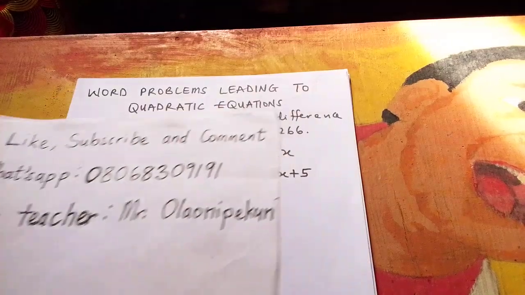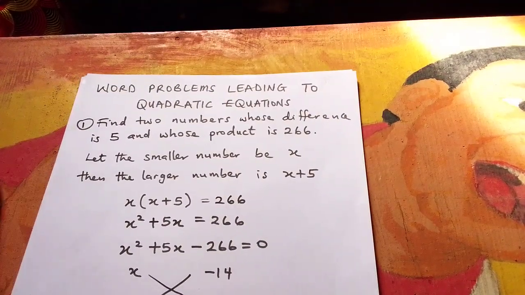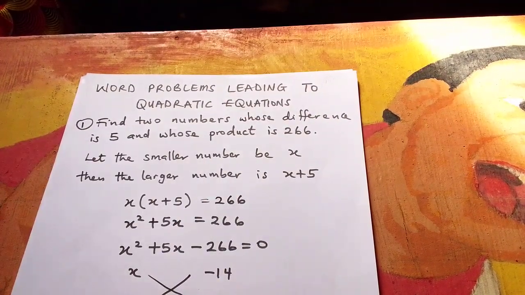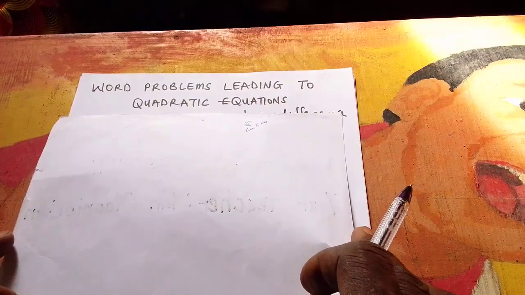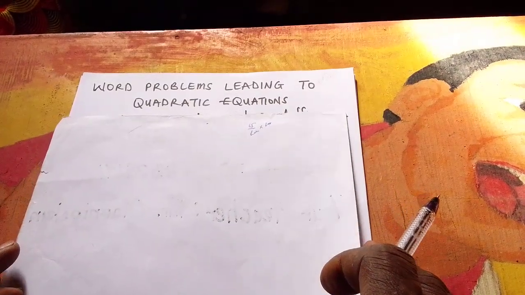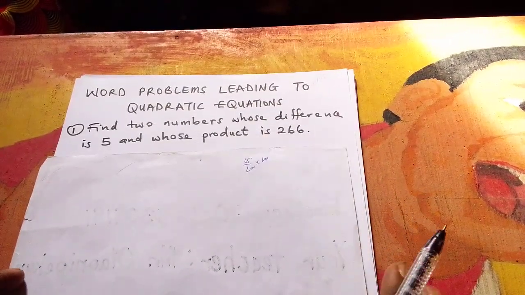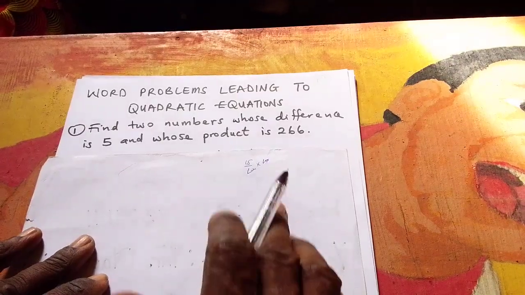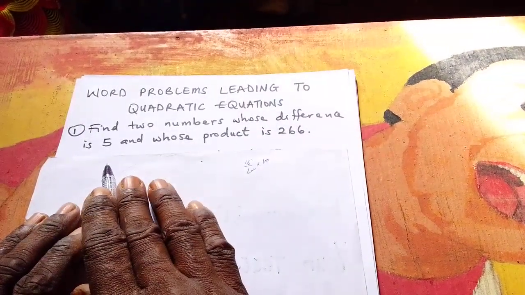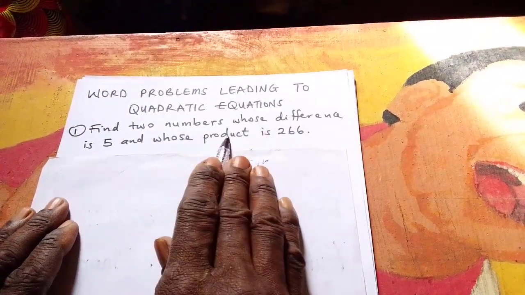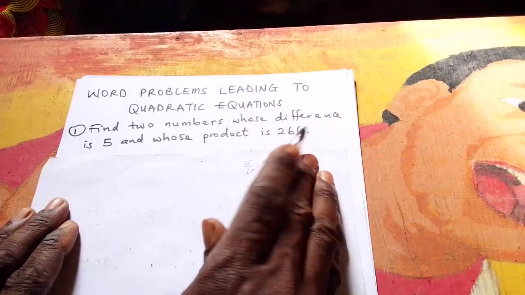Today, we will be looking at word problems leading to quadratic equations. Let's look at this question. Find two numbers whose difference is 5 and whose product is 266.